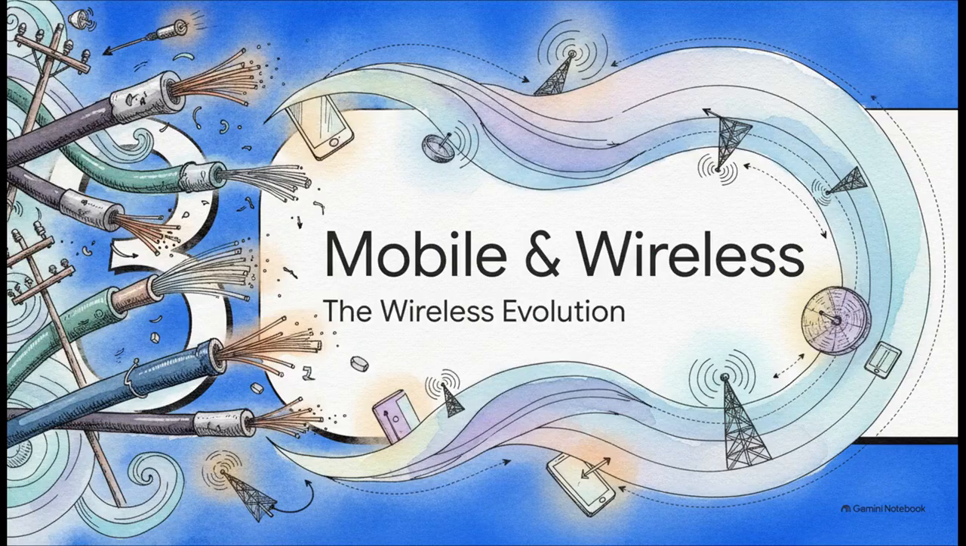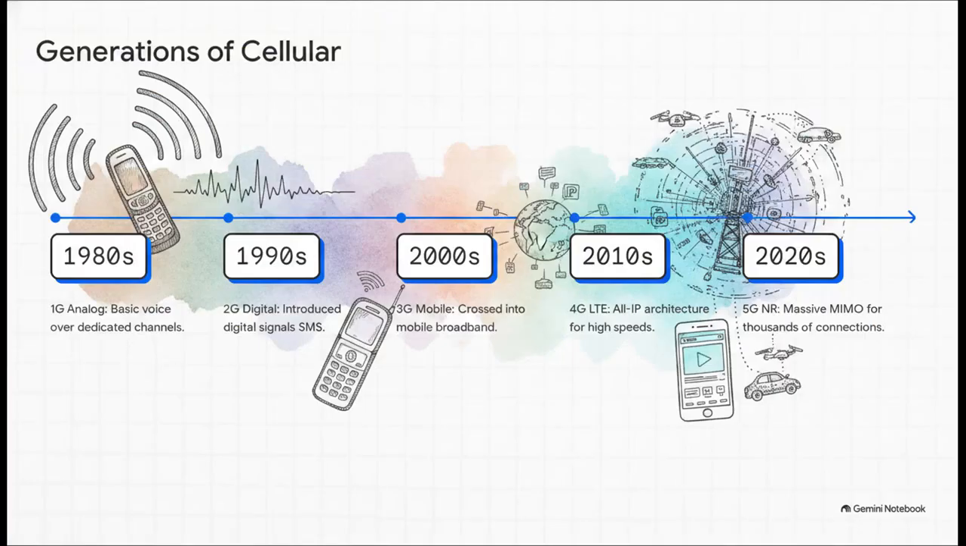Okay, Section 3, Mobile Networks and Wireless Evolution. Let's look at how mobile voice and data finally broke free from those physical copper loops. Cellular networks have somehow managed to compress decades of insanely complex technological leaps into what feels like seamless global coverage today. Think about it. In the 1980s, 1G gave us basic analog voice.